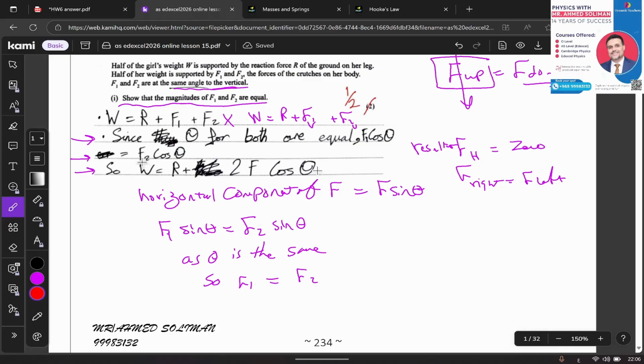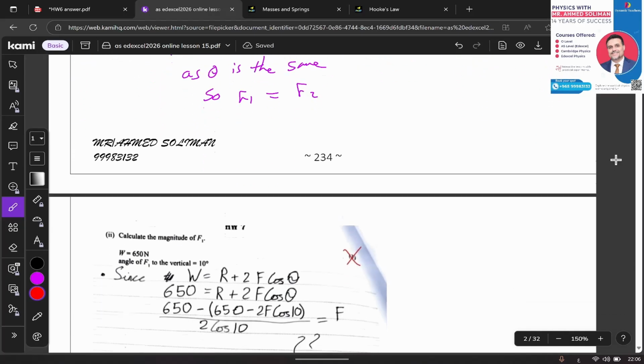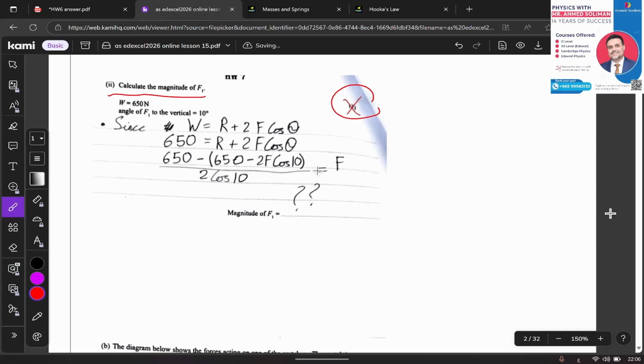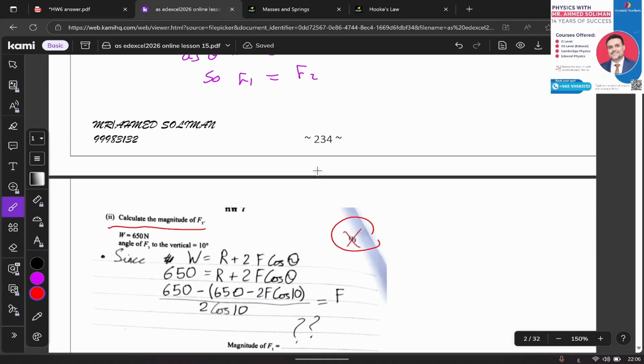Okay, so now I can say the question here, he said F2 cosine theta and W equals R plus 2F. So all of this is incorrect. So first we correct this mistake. But when we correct it, we can't use this in this part of the question. Okay, now, Mirola, what do you think about this part? Calculate the magnitude of F1. So again, this is the question.